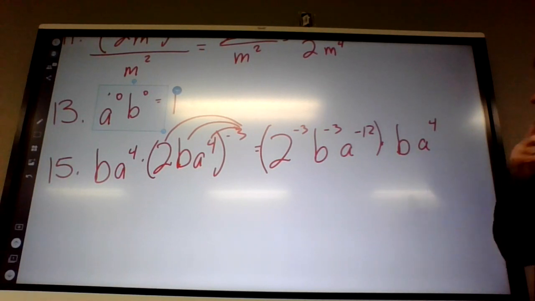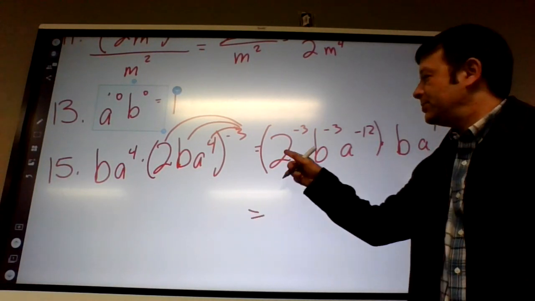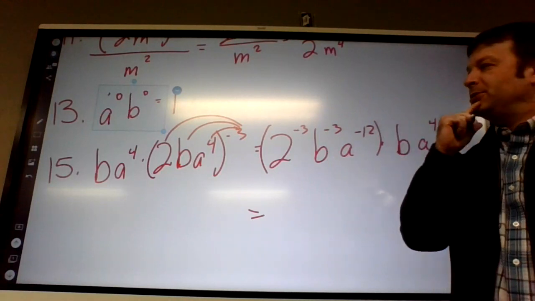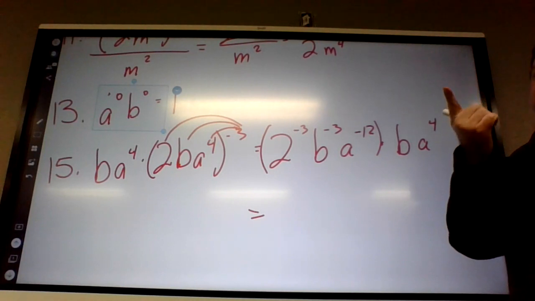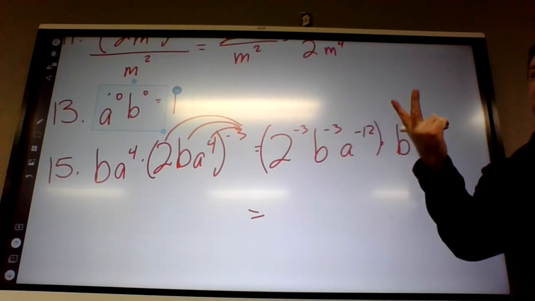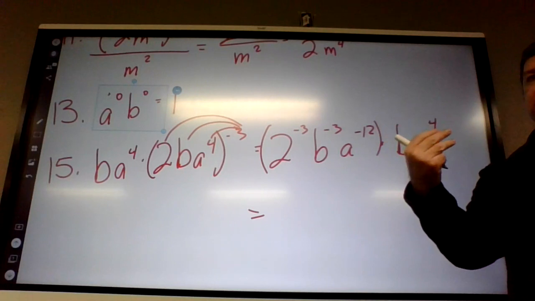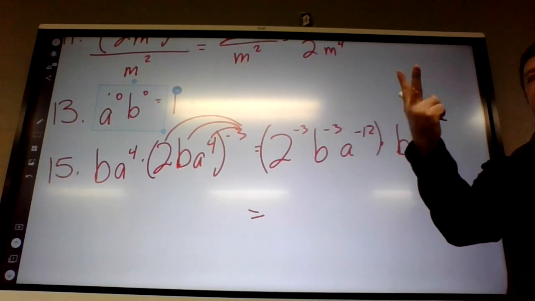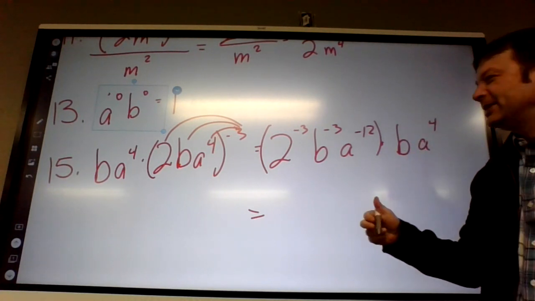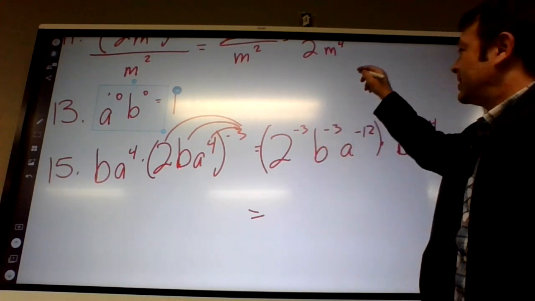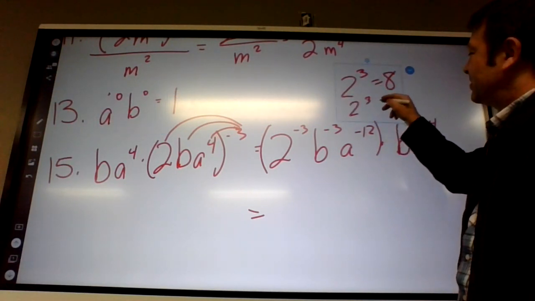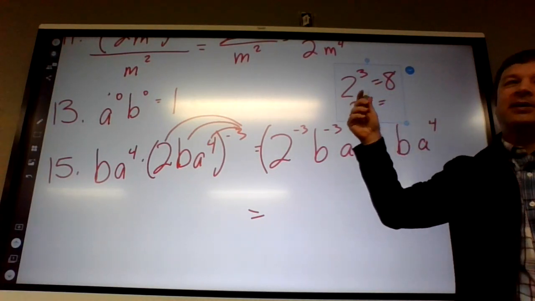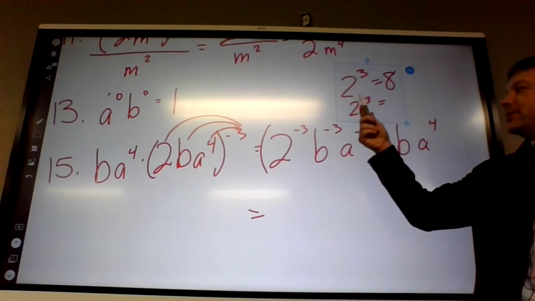Okay, let's go back to the 2 to the negative 3rd. Clay, do you know what 2 to the third is? Like, 2 times 2. Okay, so if 2 to the third is 8, yeah, 2 times 4.